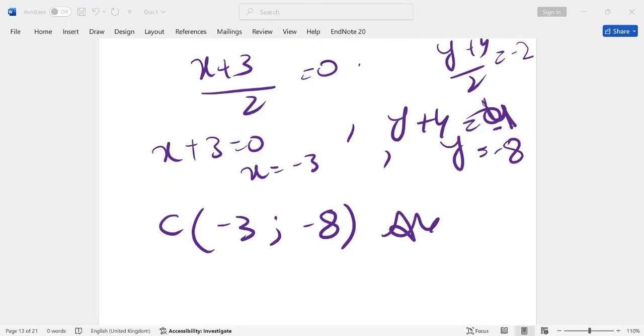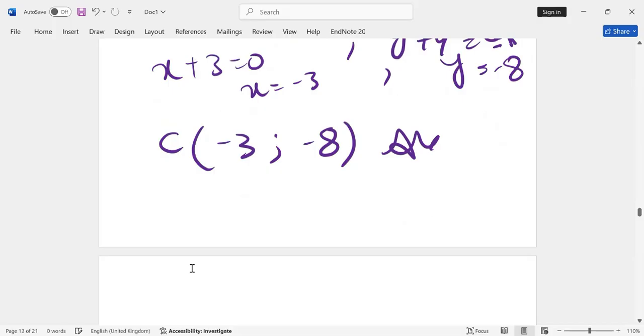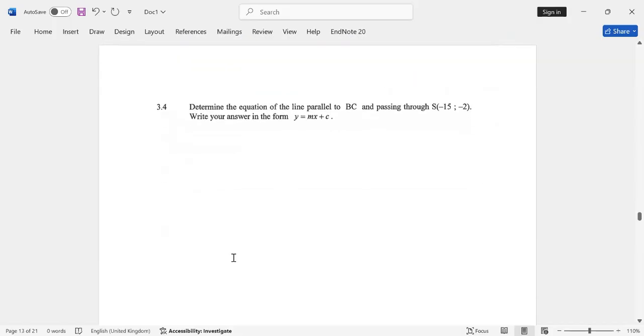So move towards the next question, that is 3.4. In question 3.4, determine the equation of the line parallel to BC and passing through S. Write your answer in equation form.